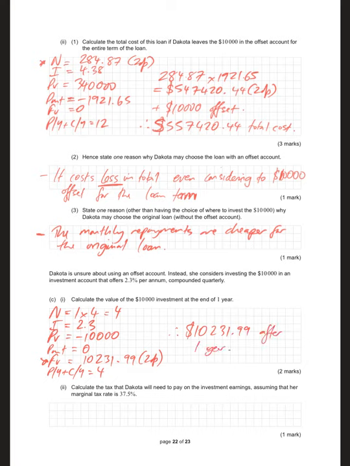Calculate the tax that Dakota will have to pay on the investment, assuming that her marginal tax rate is 37.5. Well, tax is going to be the interest earned, which was $231.99, times by 37.5 as a decimal, 0.375. 231.99 times 0.375 is $86.99, rounded to 2 decimal points.